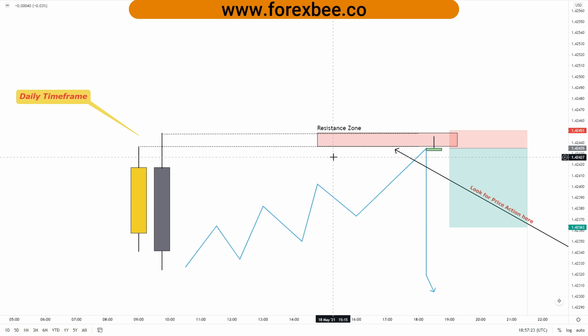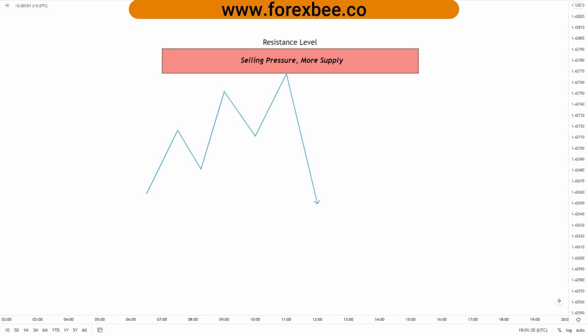how you can use the support and resistance levels to take your positions and increase the probability of making your trade profitable. So without any delay, let's get to the video.